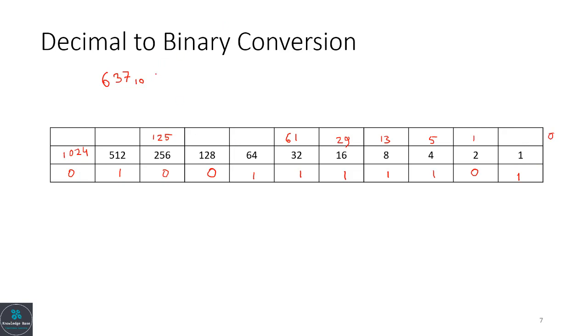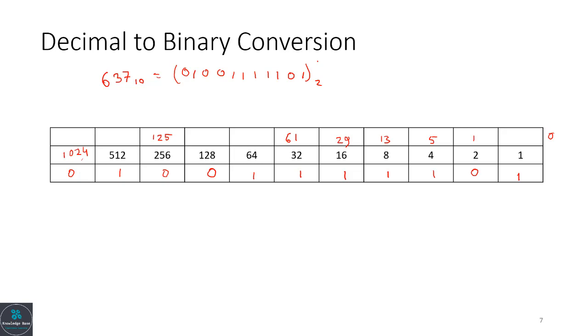So the binary equivalent of 637 will be 0 (that leading 0), 1, 0, 0, 1, 1, 1, 1, 1, 0, 1. Right? So this is the binary equivalent of the decimal 637. By this method, if you do some practice and remember the weightages, you can easily convert any decimal number into its binary form in a much faster way than the quotient and the remainder method.